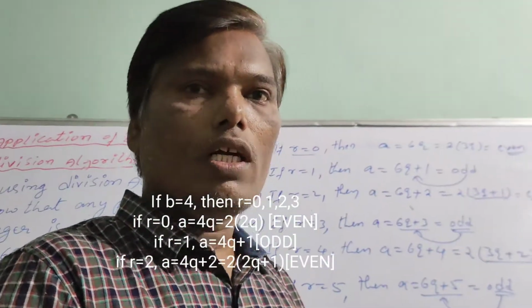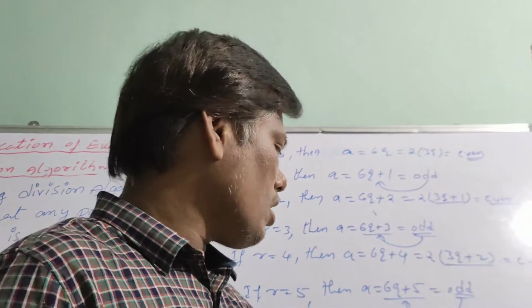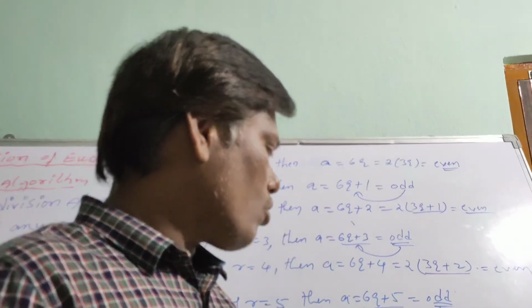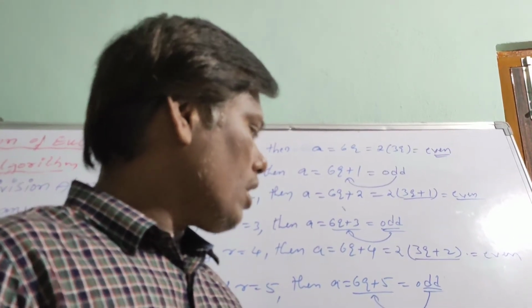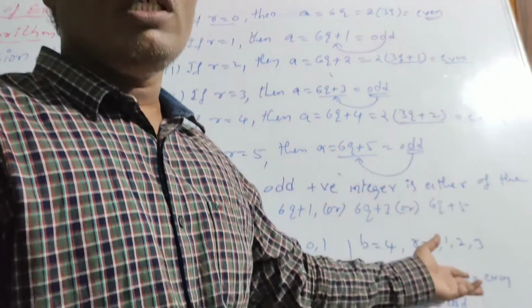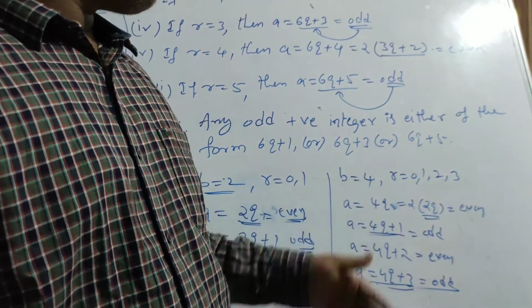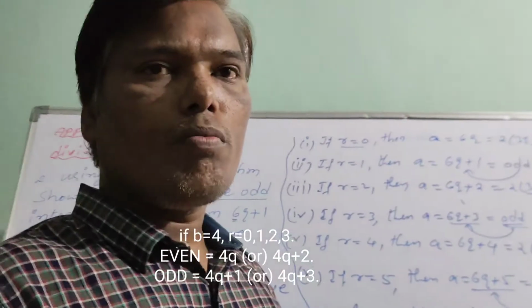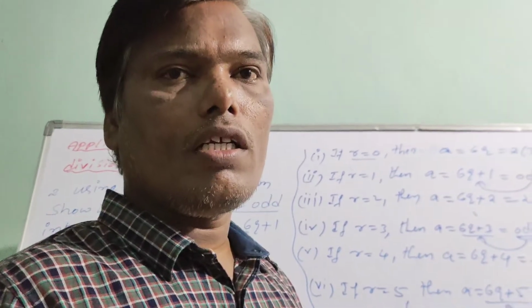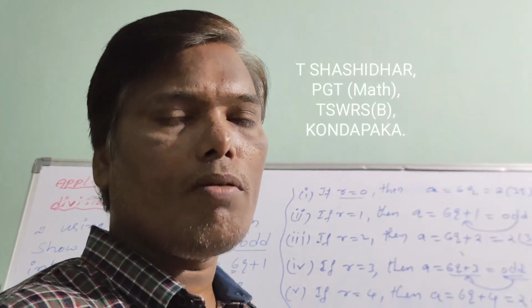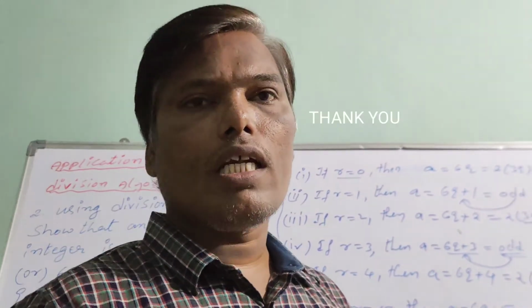Prove that or show that any odd positive integer is either of the form 4q plus 1 or 4q plus 3. Or the question may be asked like this: prove that any even positive integer is either of the form 4q or 4q plus 2. So like this we can see. So these are the properties related to even numbers and odd numbers using Euclid's division algorithm. So hope you understand this class. Thank you.